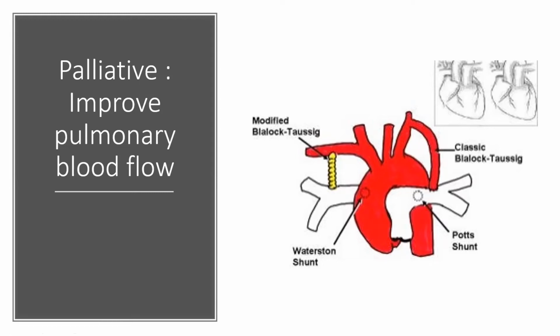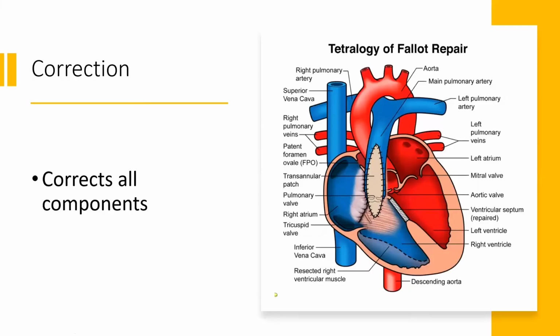So these are all palliative procedures which were developed before the complete correction for the tetralogy came in. These were the ways by which people with Tetralogy of Fallot survived. Okay, so these are the Blalock-Taussig shunts, the Waterston shunt and the Potts shunt that are sometimes asked for you. But the basic principle is this, that you ensure more pulmonary blood flow.